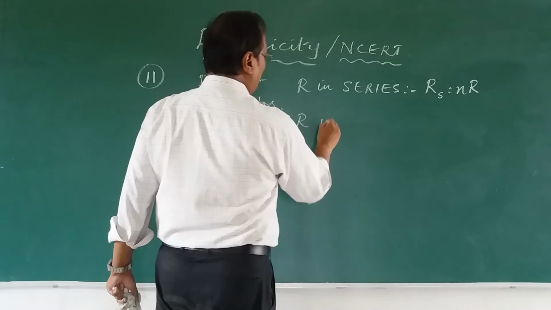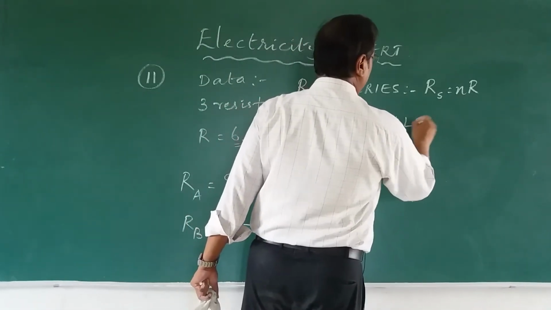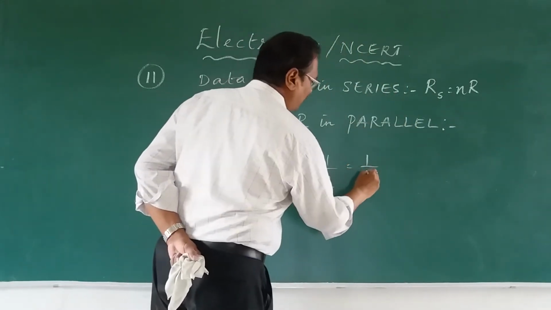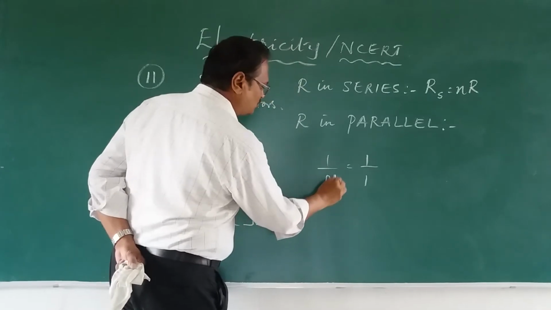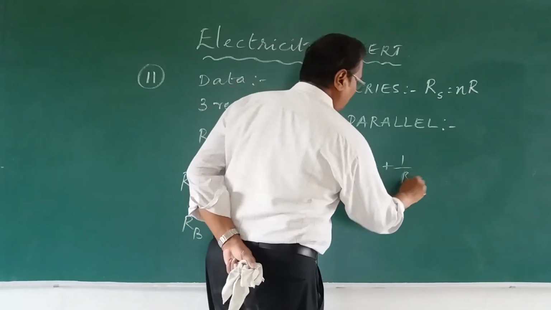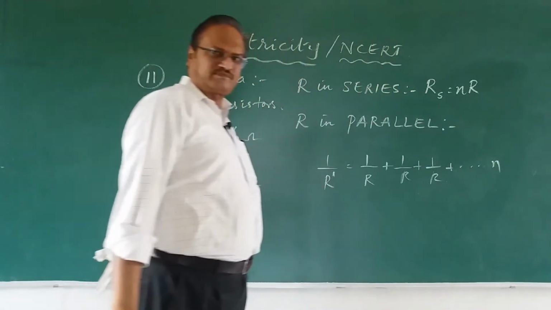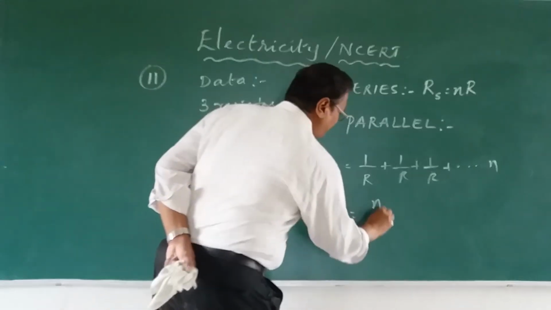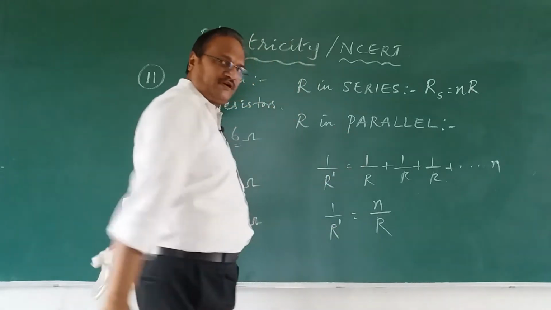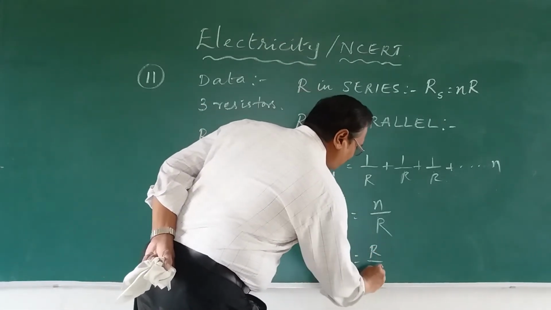Now let us go to R in parallel. Okay, watch this now. 1 upon R is equal to 1 upon R1. Here I will put some value R dash. 1 upon R plus 1 upon R plus 1 upon R, n of them. We can write it as n upon R. So 1 upon R dash is equal to n upon R, and R dash is equal to R upon n.